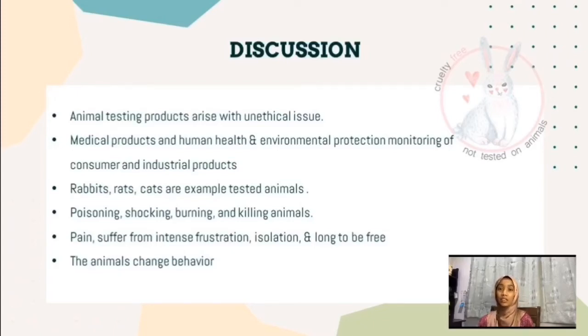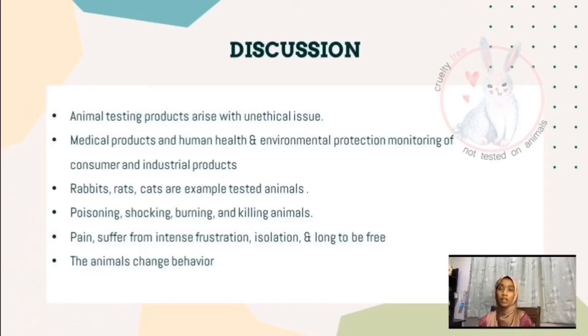Animal testing is used to develop new medical products, for human health and environmental protection, and for monitoring of consumer and industrial products such as cosmetics and household cleaners. Poisoning, shocking, burning, and killing animals are what the researchers do to the animals. For instance, they force mice and rats to inhale toxic fumes, force-feed dogs pesticides, and drip corrosive chemicals into rabbits' sensitive eyes. It is brutal to torture a living creature.